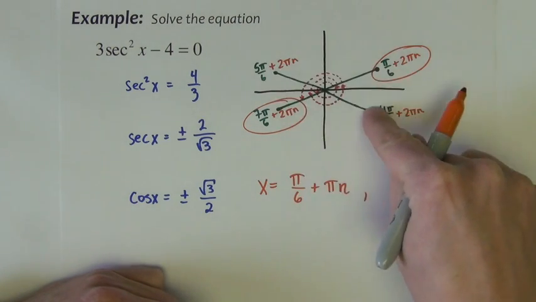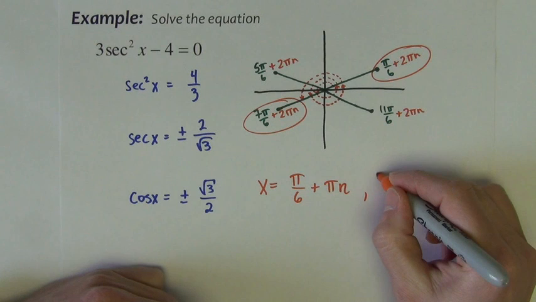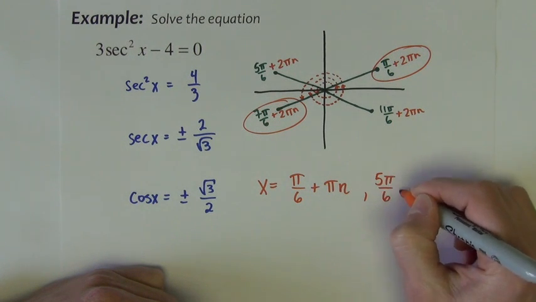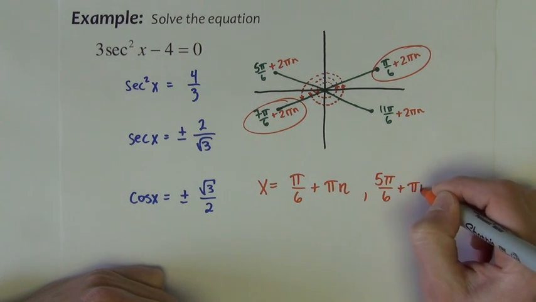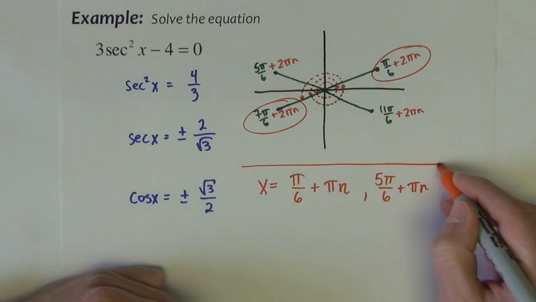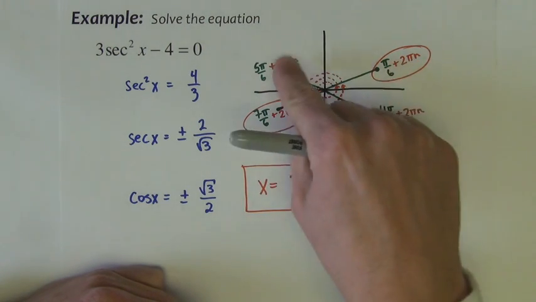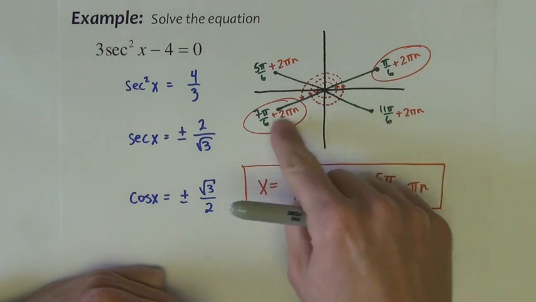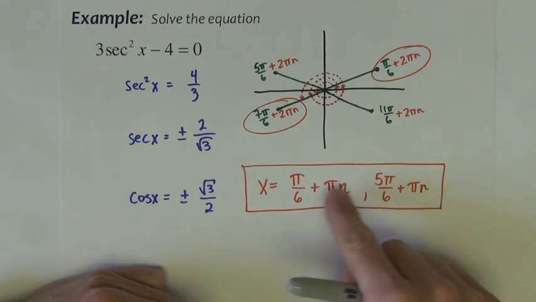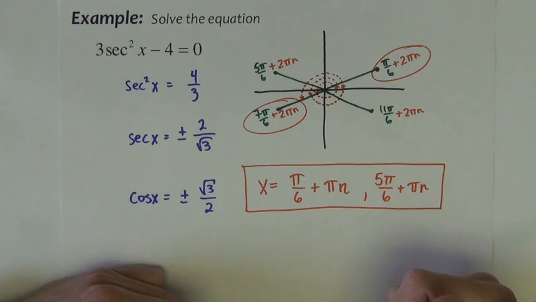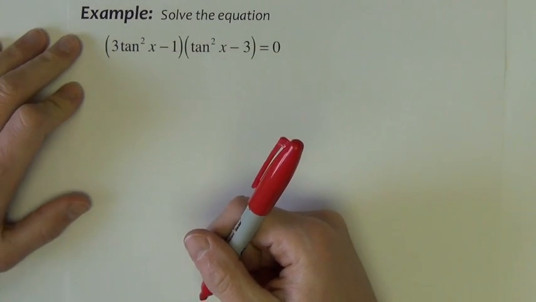Likewise, I'll do the same thing for these two. Take 5 pi over 6. I'm going to add pi n. I will just say this, it would not be wrong to write 4 answers and have all 4 answers look like that. This is just like writing half as much, so maybe preferred.